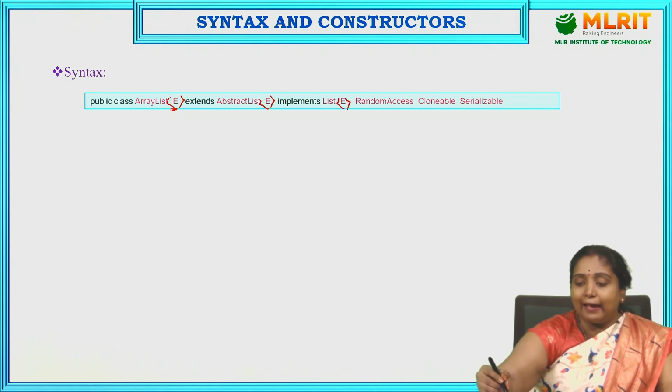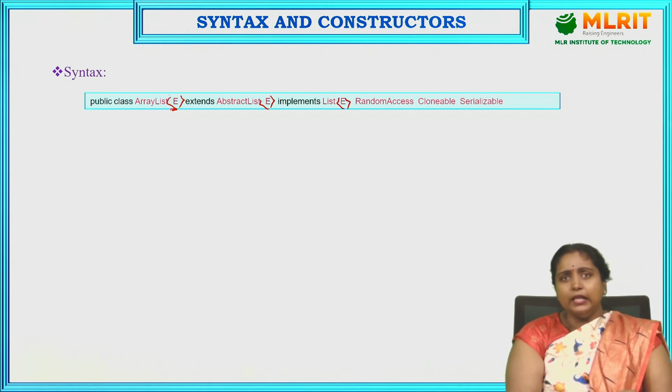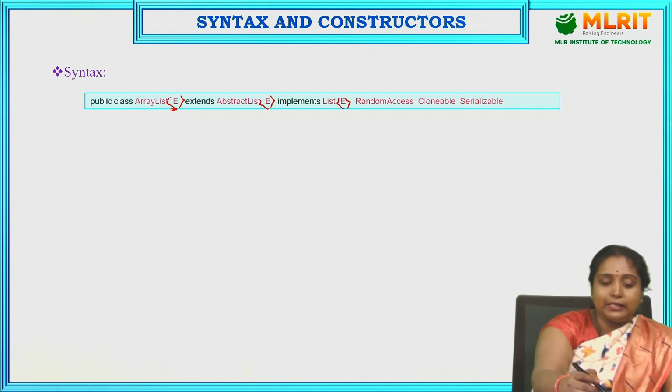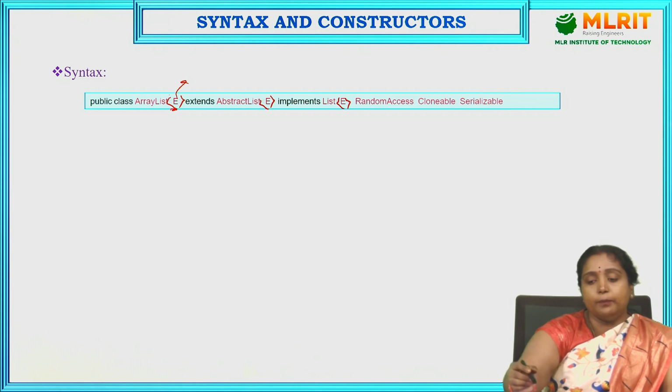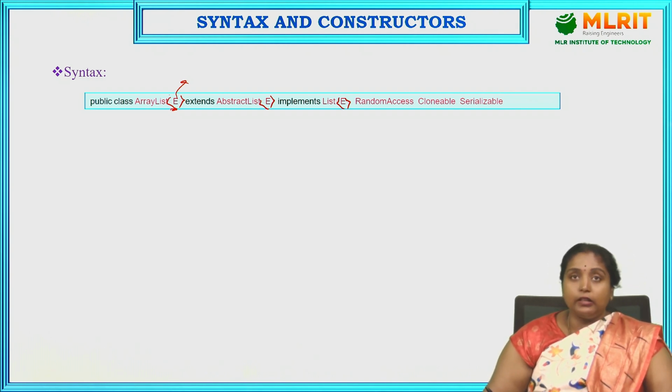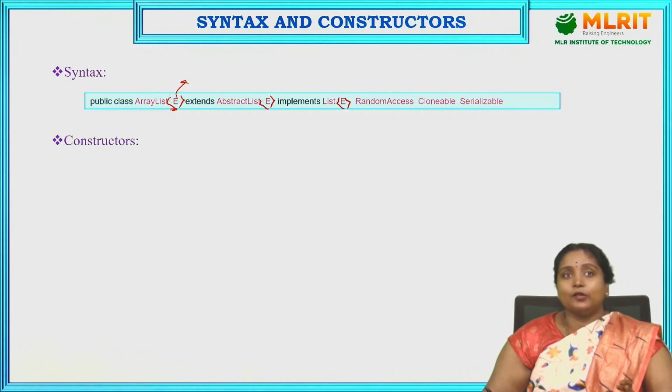This could be accessible by any type of data here. So, public class ArrayList of type parameter E extends AbstractList and implements List, and it also implements the RandomAccess, Cloneable and Serializable interfaces.